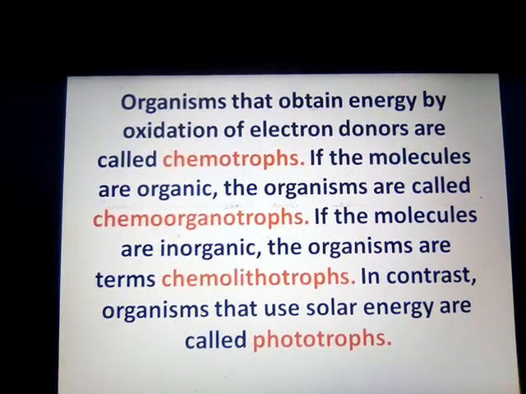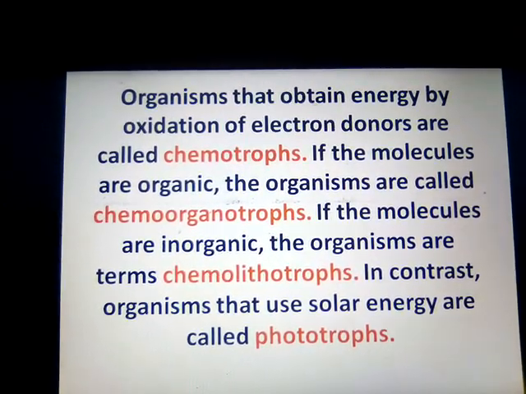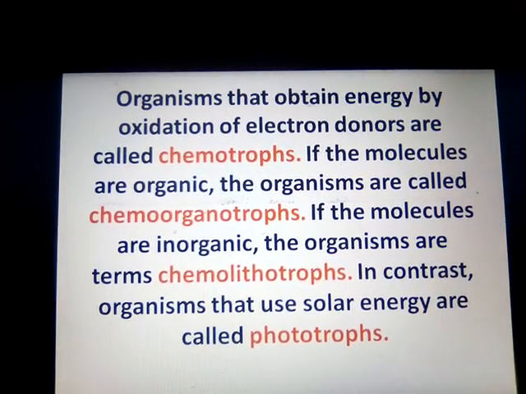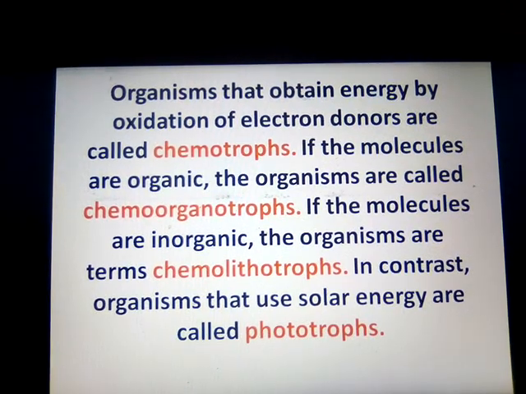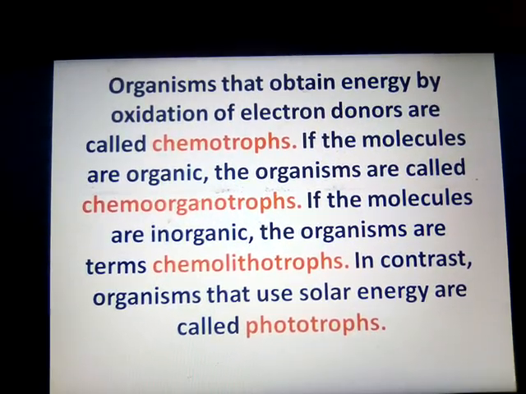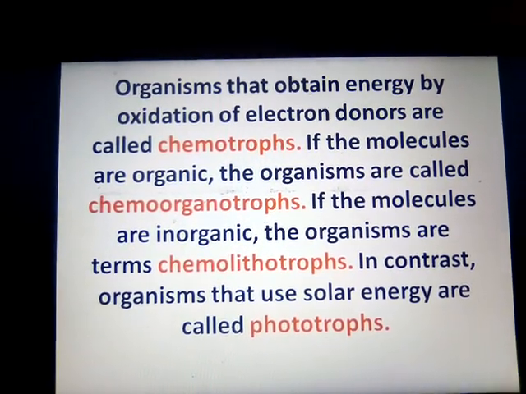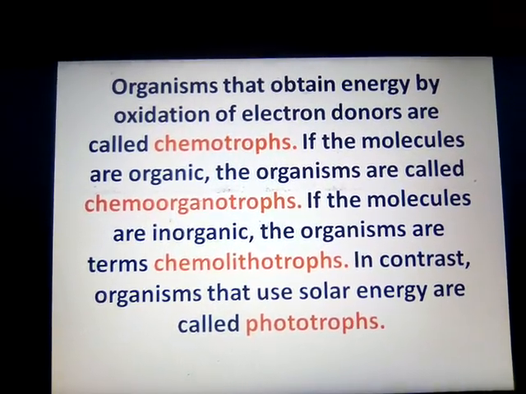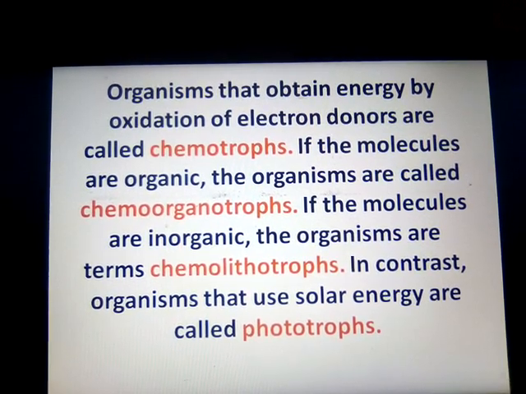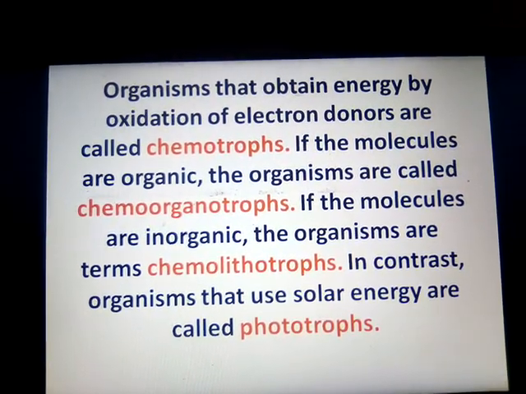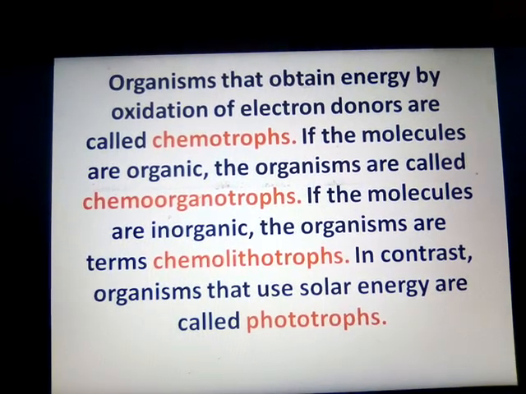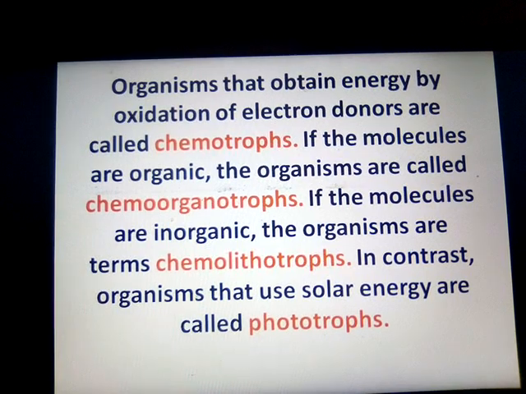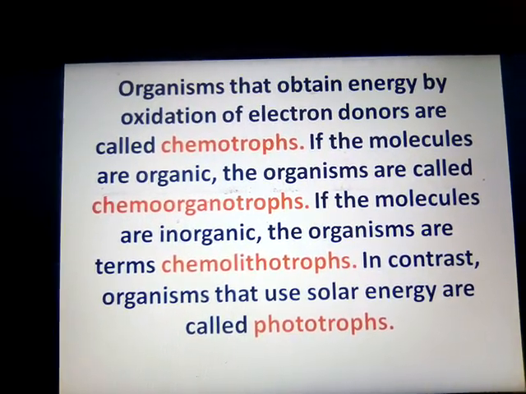If the molecules are organic, the organisms are called chemoorganotrophs. If the molecules are inorganic, the organisms are termed chemolithotrophs. In contrast, organisms that use solar energy are called phototrophs.